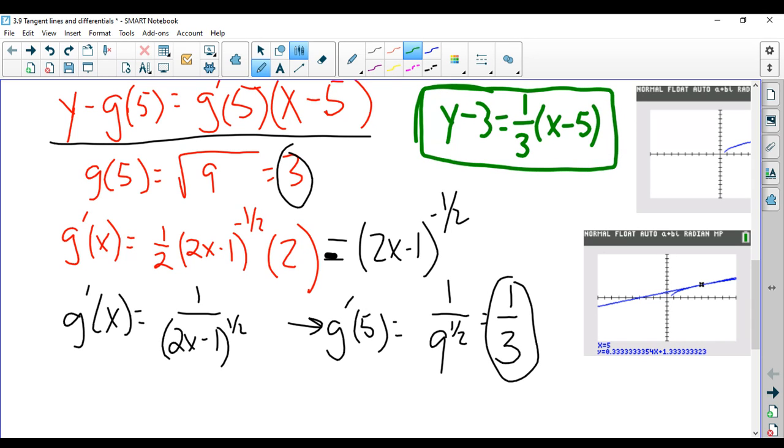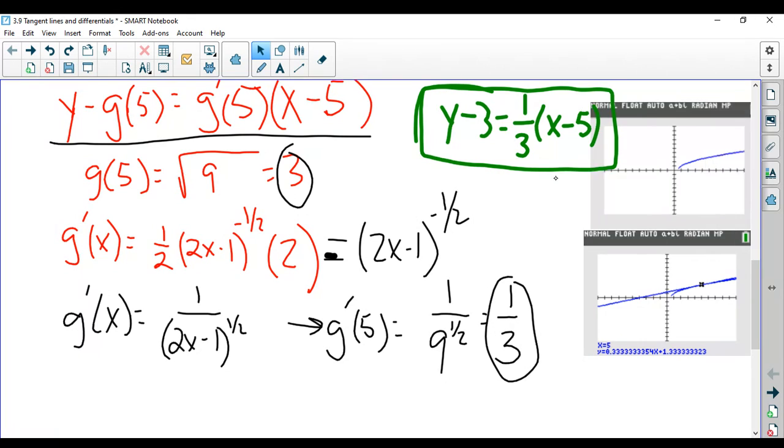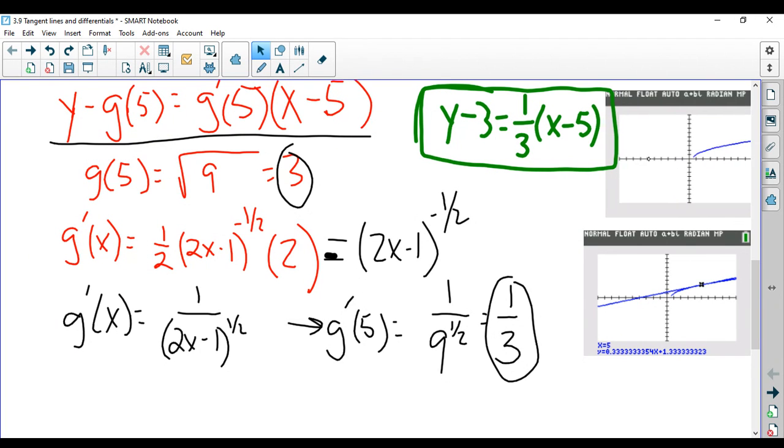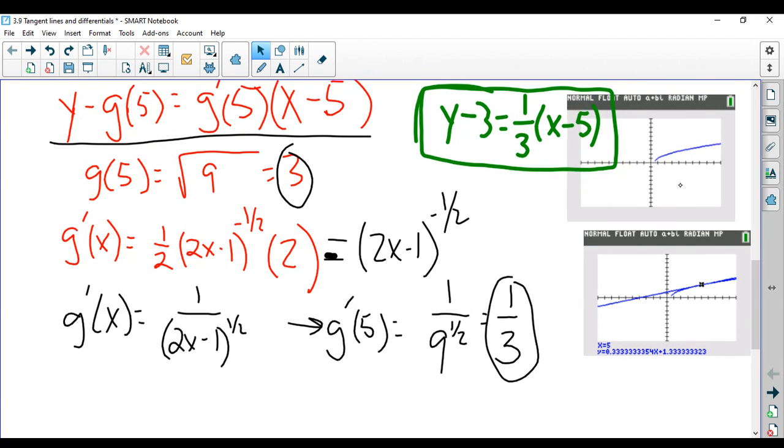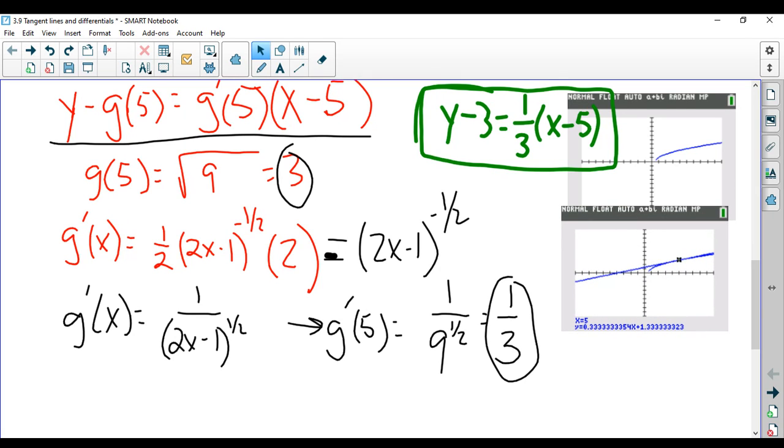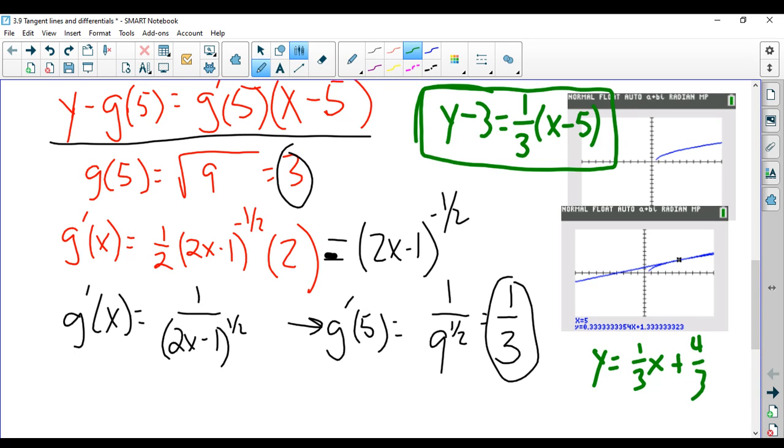That's it. If you want to check, you'll plug it on your calculator like I showed you before. Just look at the previous video. Graph it, draw the tangent line. It gives us y equals 0.333x, 1/3 x, plus 1.333, 4/3. Now, if you multiply this out and add 3, that's what you should get, and you will.